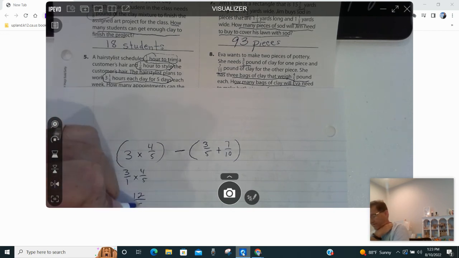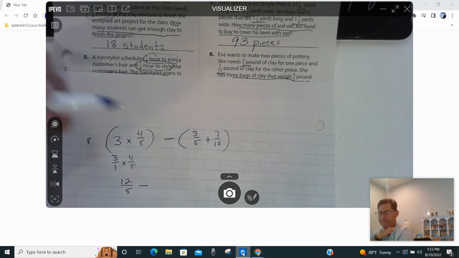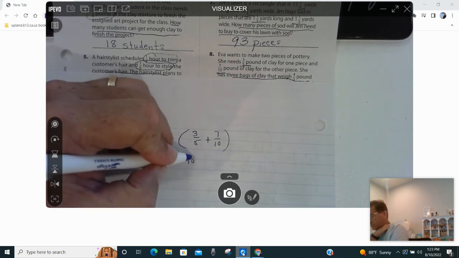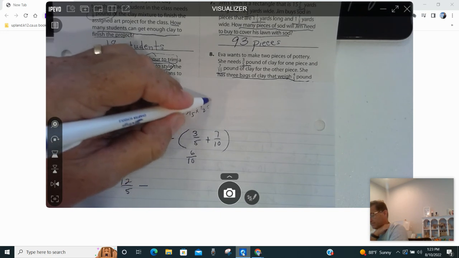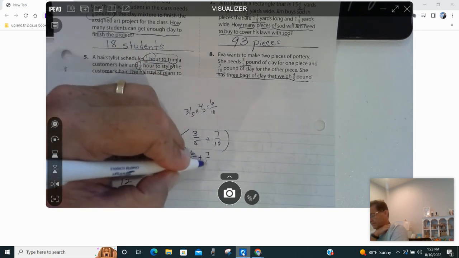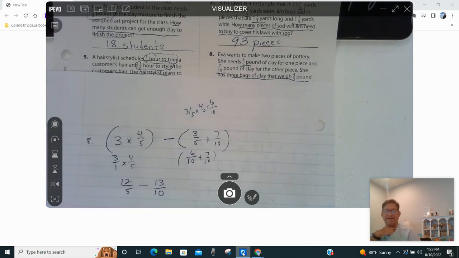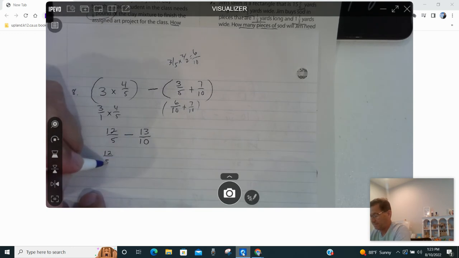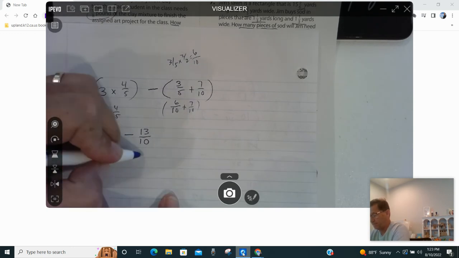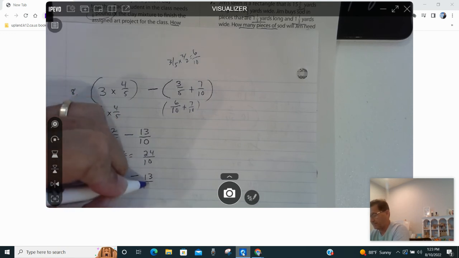So that would be 12/5 minus the sum of 3/5 and 7/10. I can turn fifths into tenths by multiplying by 2. So 3/5 times 2 over 2 is 6/10 plus 7/10, which is 13/10. We can turn 12/5 into tenths by multiplying by 2. So 24/10 minus 13/10.